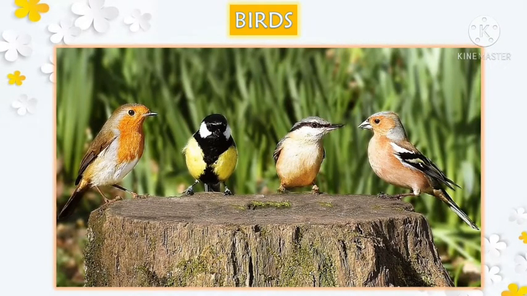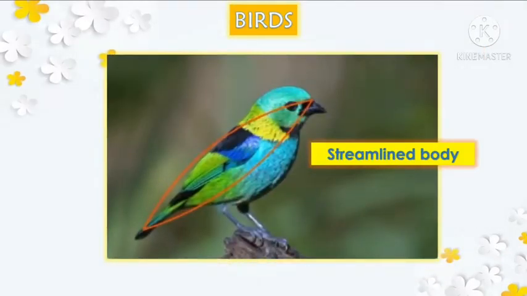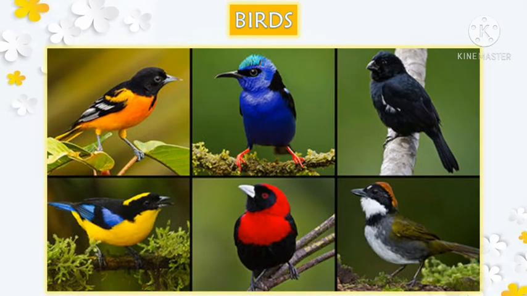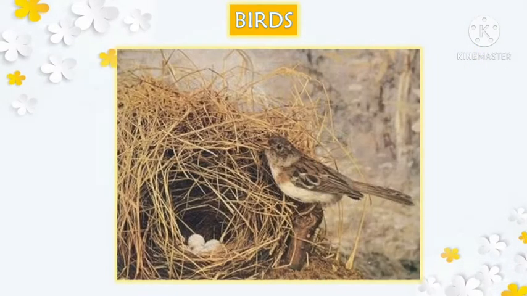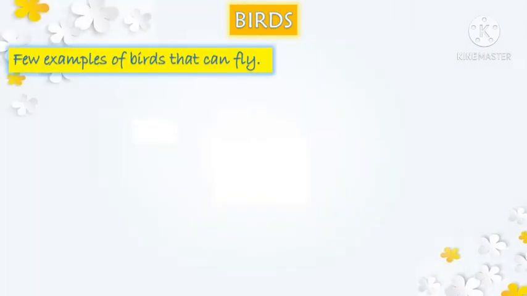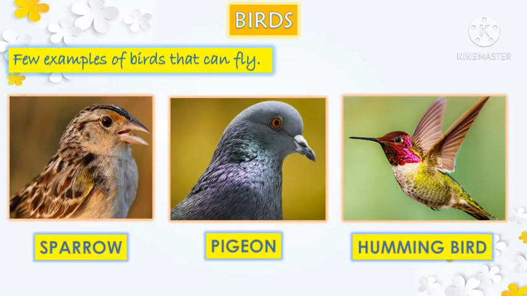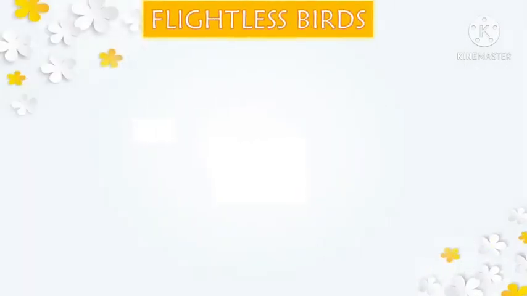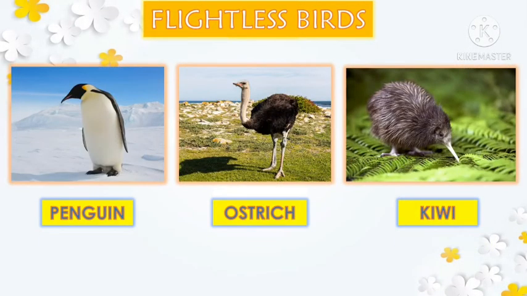Birds. Most of the birds around us can fly. They have a streamlined and light body, which helps them to fly. Their body is covered with feathers. Different birds have different types of beaks and claws. Birds lay eggs in their nest. Few examples of birds that can fly are sparrow, pigeon, and hummingbirds. Whereas few examples of birds that cannot fly are penguin, ostrich, and kiwi. The birds that cannot fly are called flightless birds.